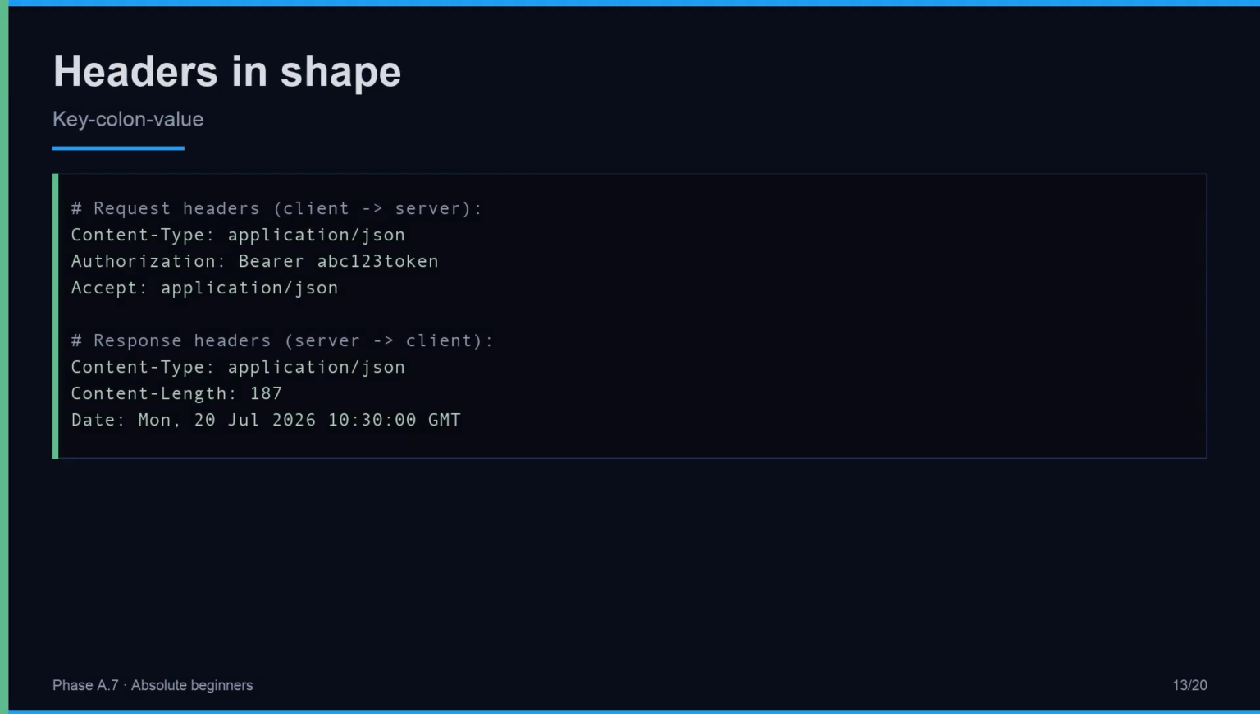Here is what headers look like. Each one is a key, a colon, and a value. On the request side, content type tells the server you are sending JSON. Authorization carries a bearer token to prove who you are. Accept tells the server you want JSON back. On the response side, the server sends content type to confirm the format, content length to say how many bytes the body has, and the date the response was sent.